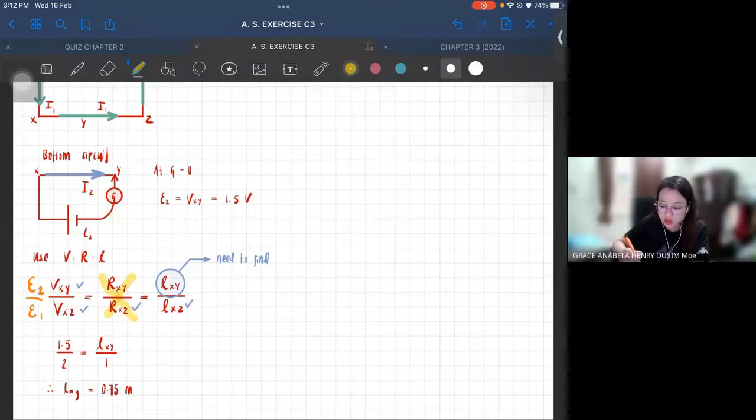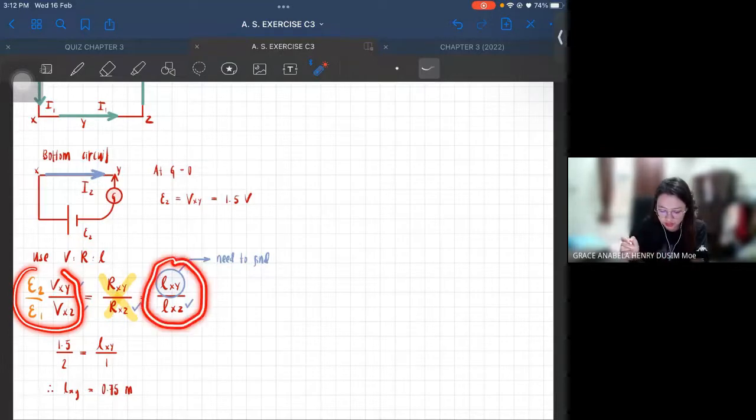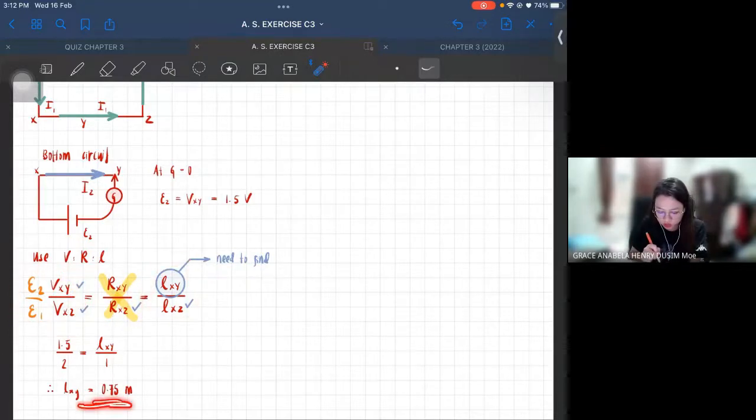Untuk cari, what do we need to find? We need to find the length at which G is equal to 0, which is the length of X, Y. Okay, so that's why kita akan guna yang ini dengan yang ini saja. So dia akan equal to 0.75 meter.